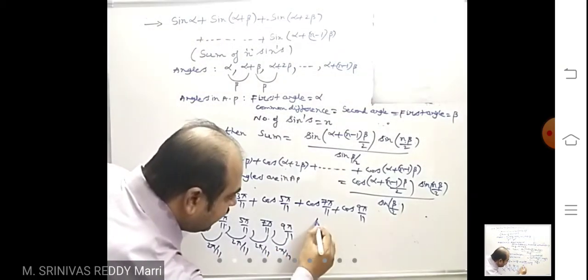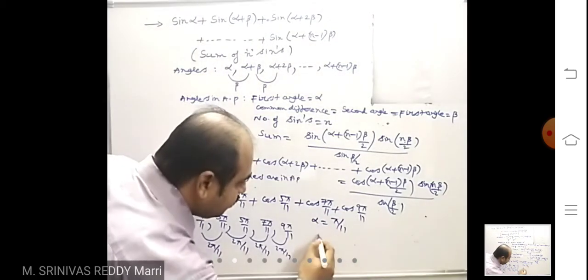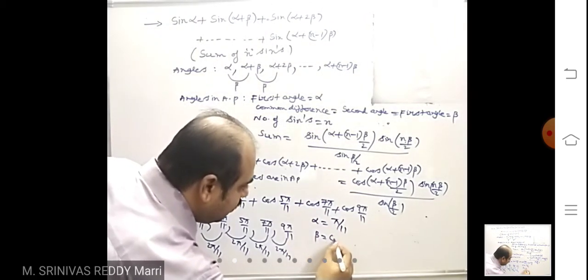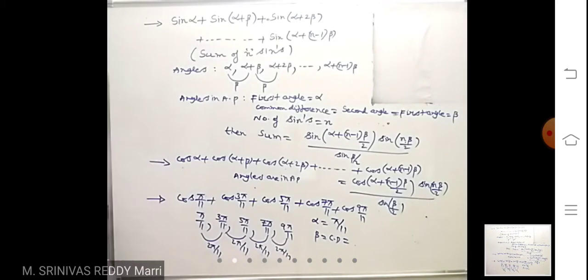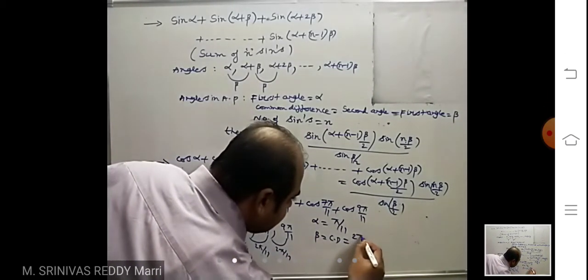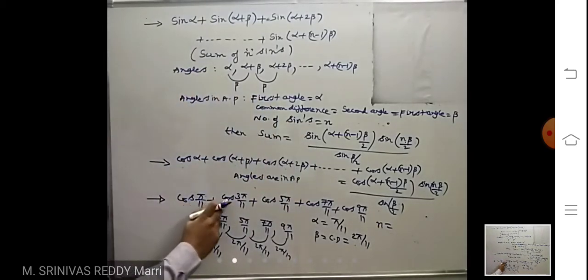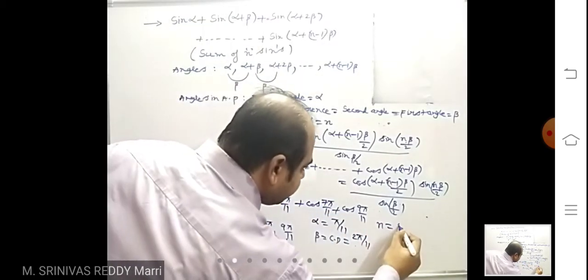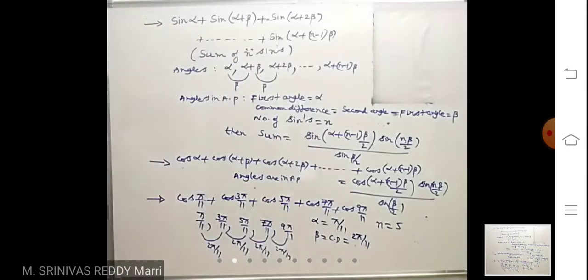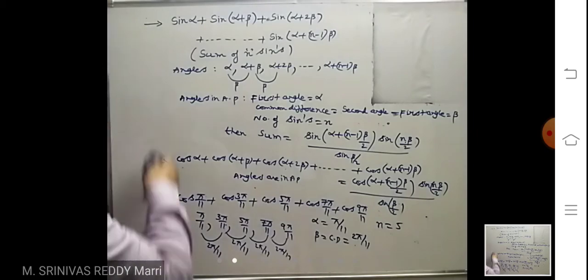Now take alpha. Alpha is nothing but the first angle. Beta is nothing but the common difference, which is the second angle minus the first angle, 2 pi by 11. And how many cosines are there? 1, 2, 3, 4, 5. Now alpha you know, beta you know, n you know. In this formula you substitute.